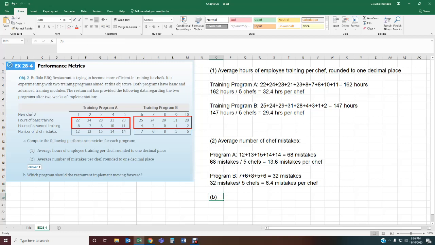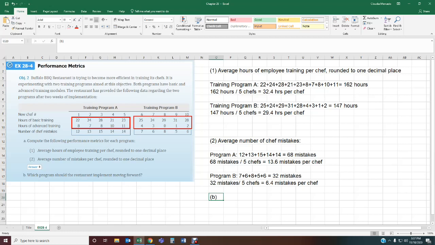Okay, so those are our calculations to get the average hours of employee training per chef and the average number of mistakes per chef. Now, the next one is a little bit of critical thinking. Okay, what program should the restaurant implement moving forward? So we have to analyze the data, and we have to determine what is it they're asking? Which program should the restaurant implement moving forward?